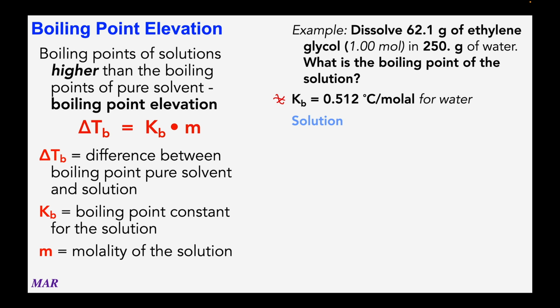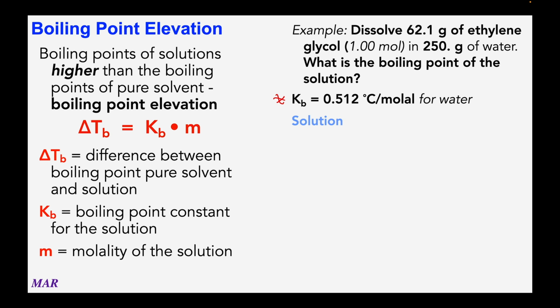So in this example, let's use that ethylene glycol in water example again. 62.1 grams, which was 1 mole, in 250 grams or 0.250 kilograms of water. And the question is, what's the boiling point of the solution?